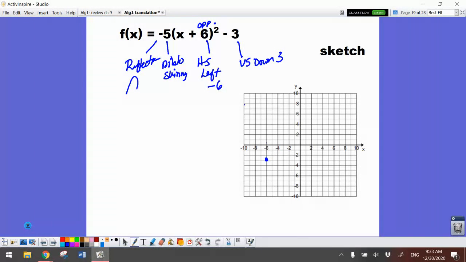Okay, so my vertex is -6, -3. That's my vertex. And I am skinny and I'm upside down.